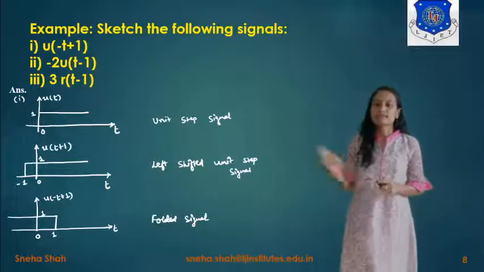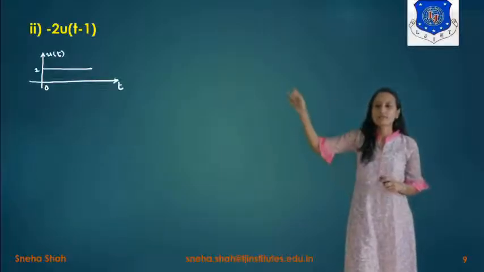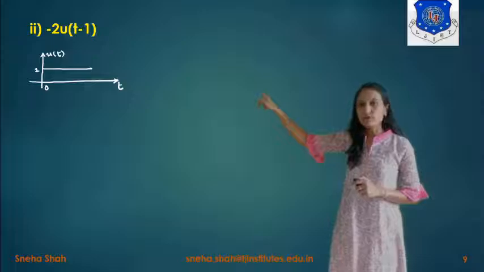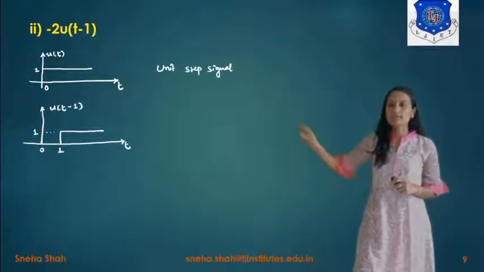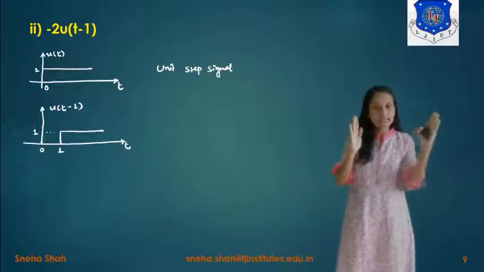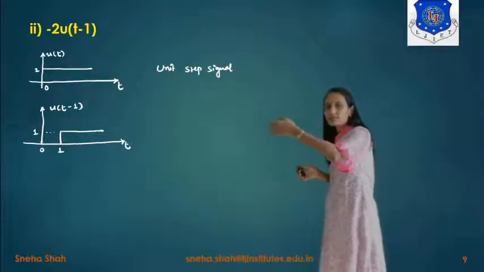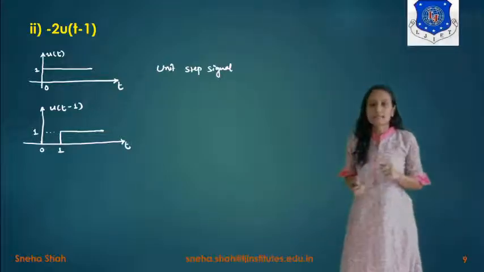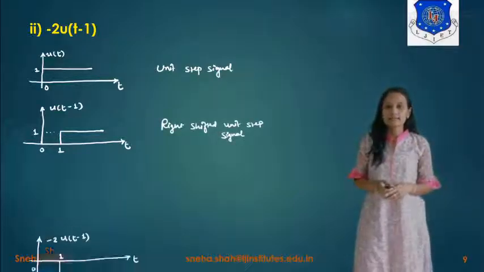Similarly, for solving the second term, minus 2 u of t minus 1, first of all we start with the standard signal u of t, the unit step signal. First we do the shifting operation, u of t minus 1. T minus 1 means we are shifting the signal toward plus 1. So this signal will be shifted to the positive 1 side, so it will be considered a right shifted unit step signal.